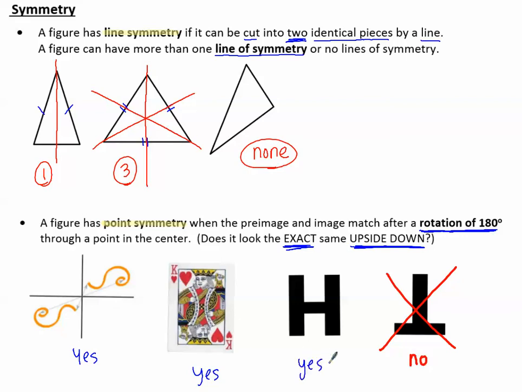There are lots of other figures out there that have point symmetry. Can you identify some of them?